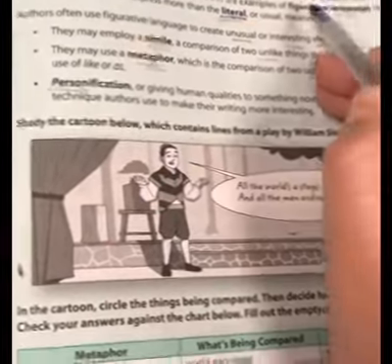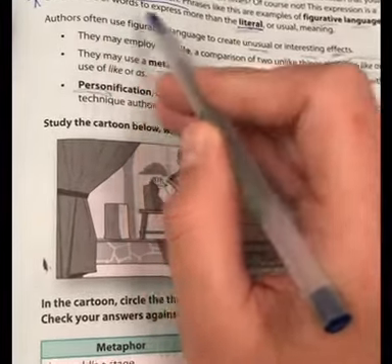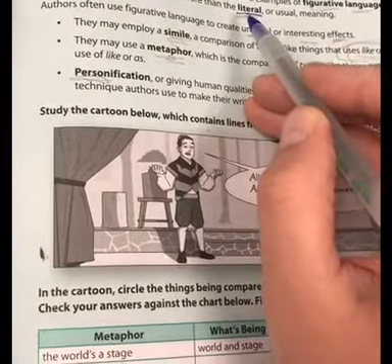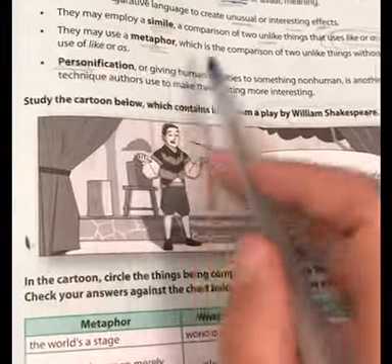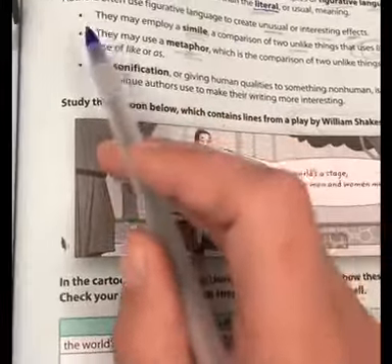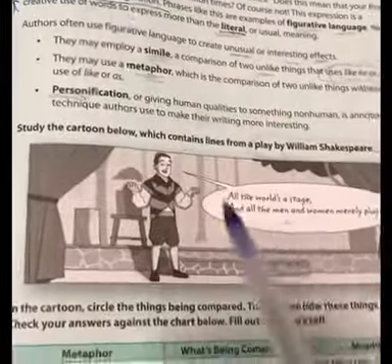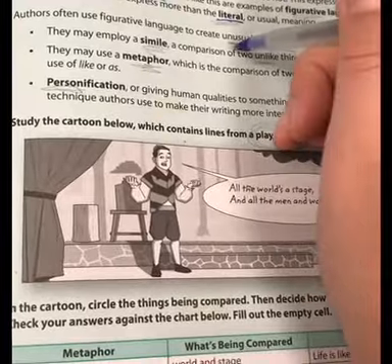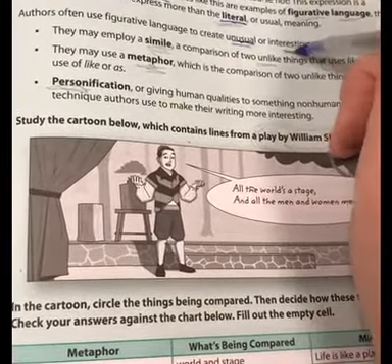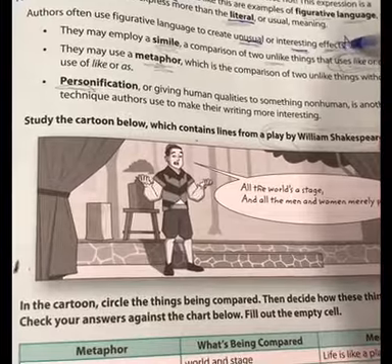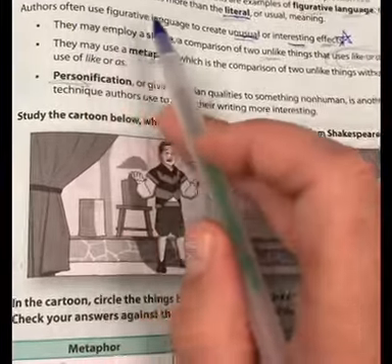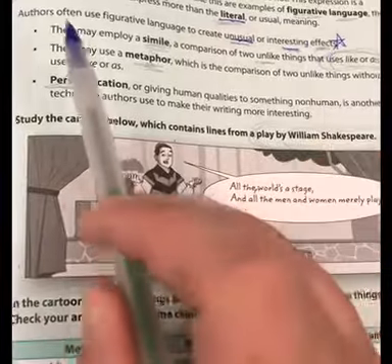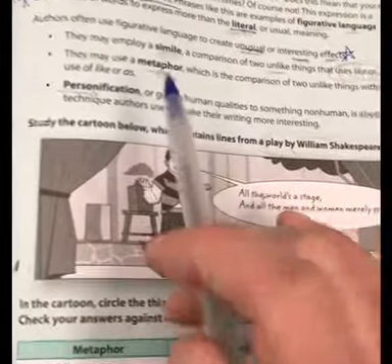Now, figurative language uses words in a way that's not literal. It's not to be taken at face value. And here are some examples of different types of figurative language that you're going to come across in the novel and in this actual lesson. So authors use figurative language to create unusual or interesting effects. I'm going to underline that and put a star next to it because it's important. This is the reason why authors use figurative language. They could just write a book and say everything just as is, but instead they choose to use figurative language, or they may choose to use figurative language.